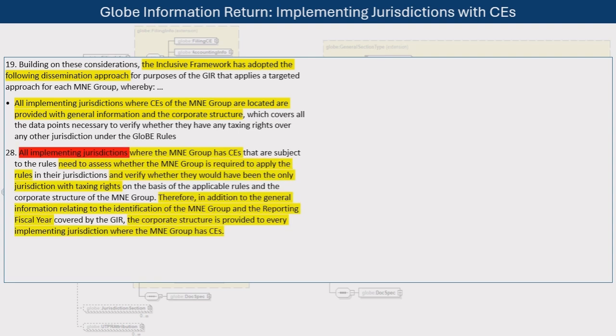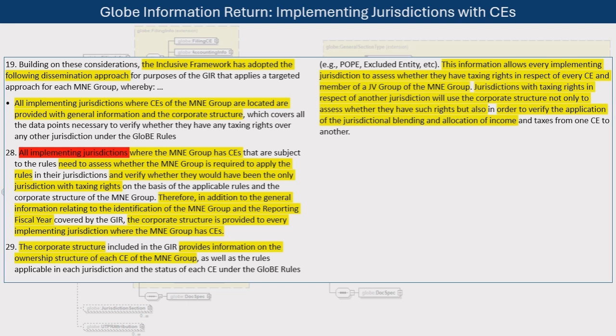And then the text goes on. All implementing jurisdictions where the MNE has CEs need to assess whether the MNE group is required to apply the rules and verify whether they would have been the only jurisdiction with taxing rights. Therefore, in addition to the general information relating to the identification of the MNE group and the reporting fiscal year, the corporate structure is provided to every implementing jurisdiction. So it's very clear they get the corporate structure. The corporate structure provides information on the ownership structure of each constituent entity. This information allows every implementing jurisdiction to assess whether they have taxing rights in respect of every CE and member of a joint venture of an MNE group.